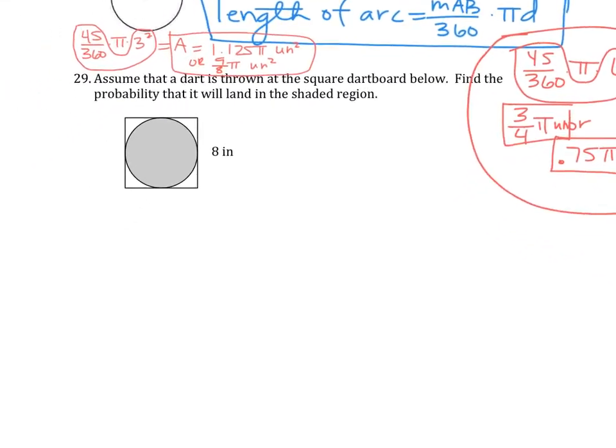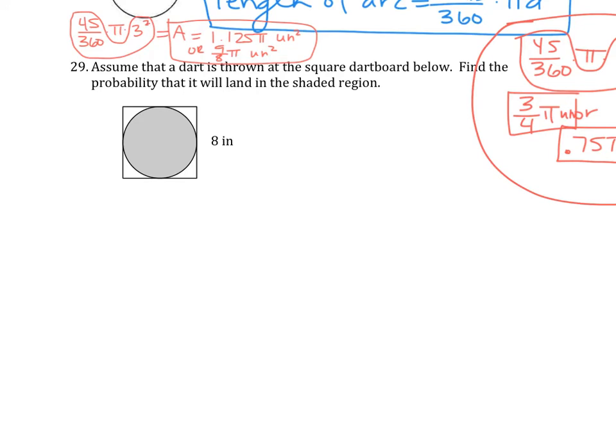Okay, here's what 29 was supposed to look like for you. The circle was supposed to be the shaded part. It didn't show up very well when it copied, my bad. But it says, assume that a dart is thrown at the square dartboard below. Find the probability it will land in the shaded region. So it's going to hit the dartboard. What's the probability it hits in the shaded part? What was the formula for probability? Do you remember?